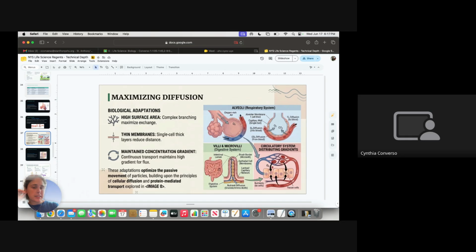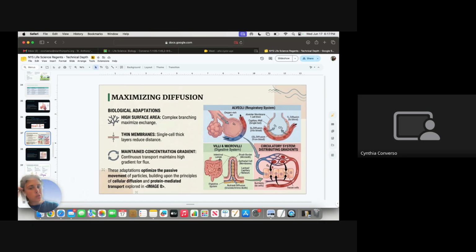The same idea is happening here with the villi. They're just one cell thick, and we have the circulatory system right there. So there's a really high concentration of glucose in the digestive tract. It's going to get absorbed. This is a little bit more complicated, but I'm not going to worry about that right now. It gets absorbed really easily into the digestive system so that it can be brought to where it needs to go.